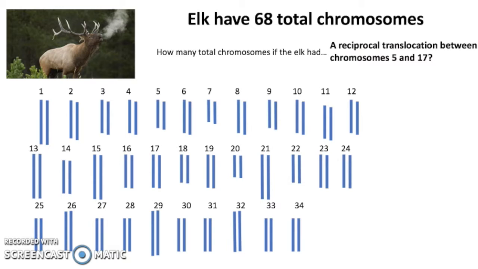And then finally for part E of question 1, if the elk has a reciprocal translocation between chromosomes 5 and 17, how many total chromosomes will it have? So the reciprocal translocation simply means that during crossing over, sections of chromosome 5 switch with chromosome 17, and back and forth, so 17 will go on to 5. In that case, even though those chromosomes are now a little more mixed up, the total number is still going to be 68 since chromosome 5 still technically has 2 chromosomes and number 17 has 2 chromosomes as well.